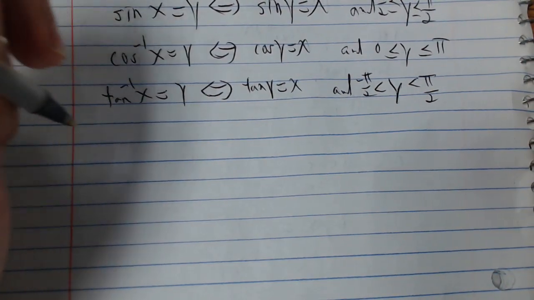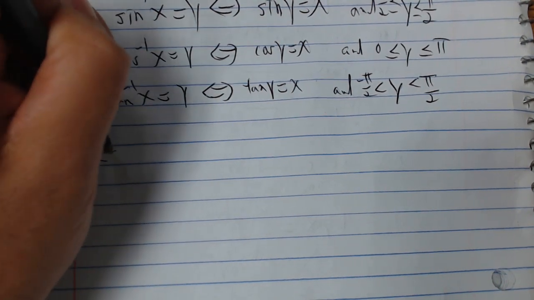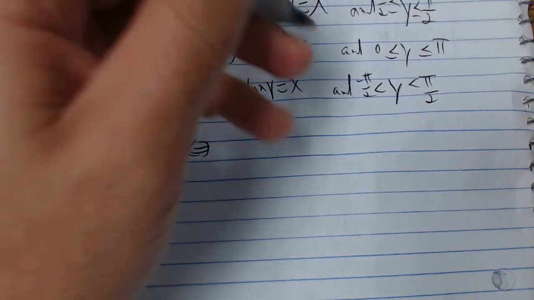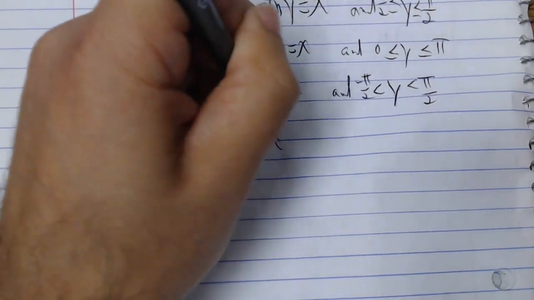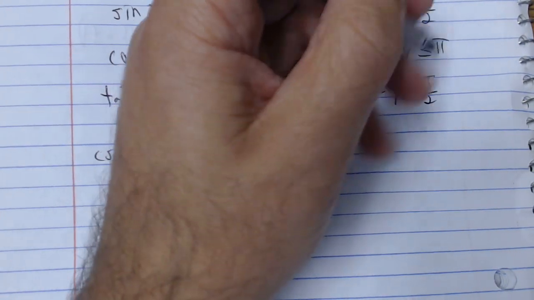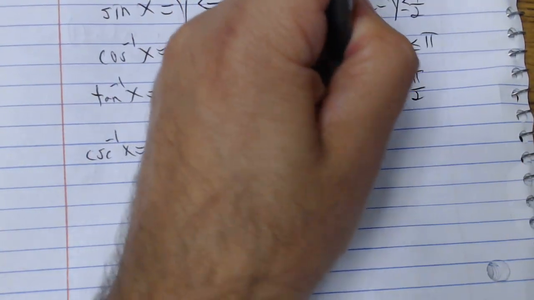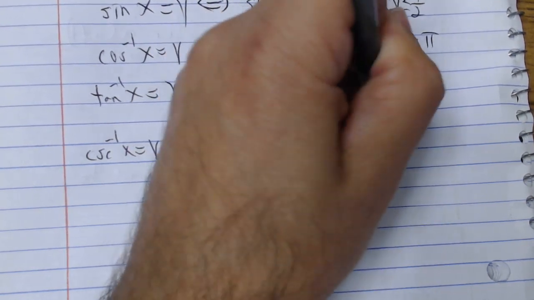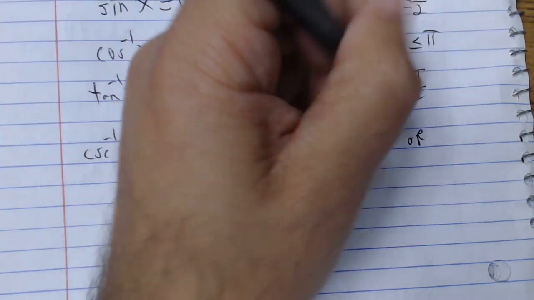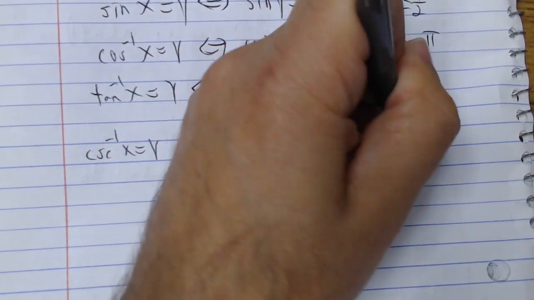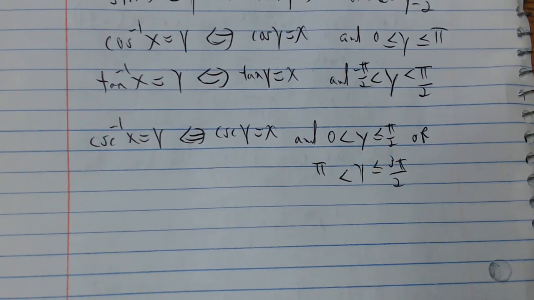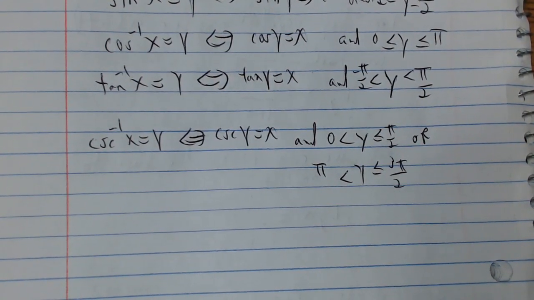So we could say cosecant inverse of x equals y. That's the same thing as cosecant of y equals x. And we can say y is less than or equal to pi over 2, greater than 0, or y is less than or equal to 3 pi over 2 and greater than pi. Okay, so those are the restrictions for cosecant.